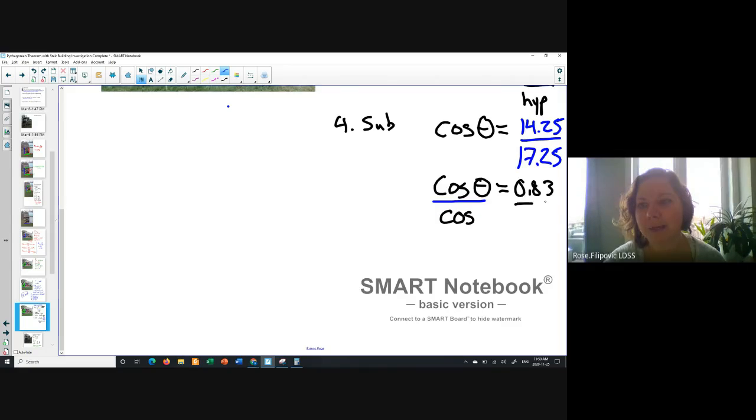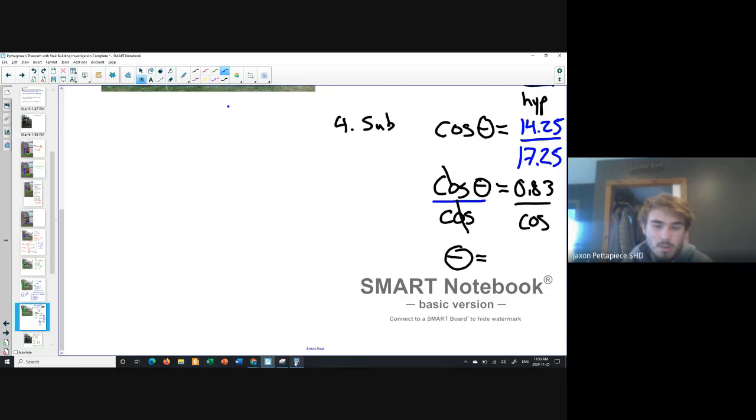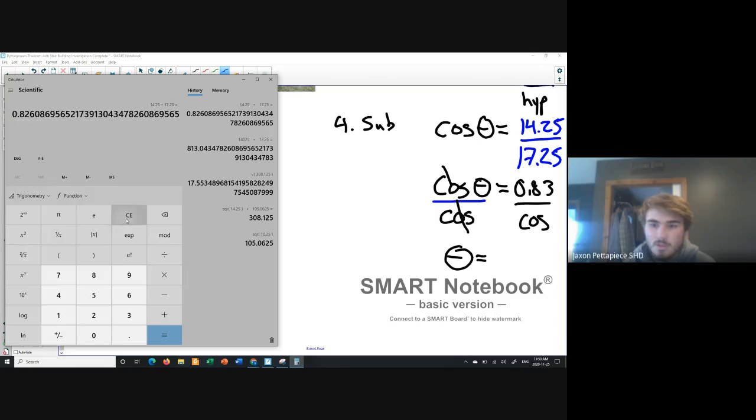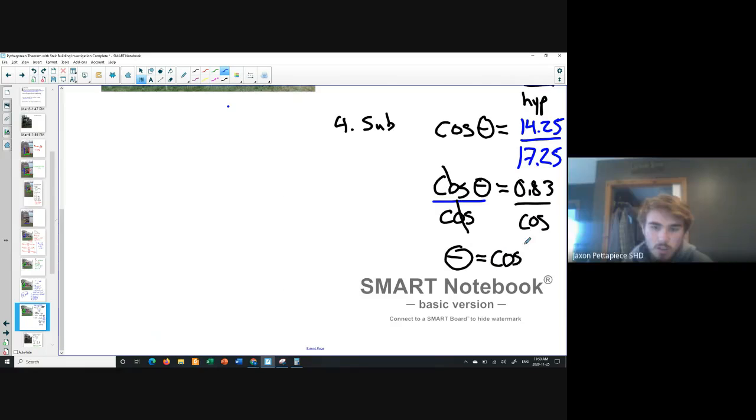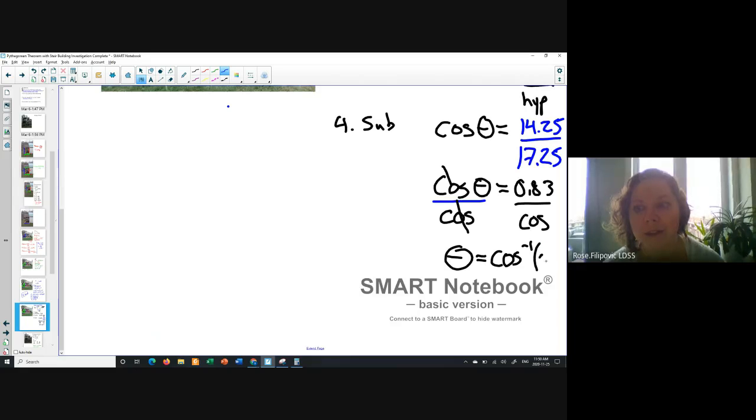So I divide both sides by cos. Okay, and that cancels this cos and leaves my theta by itself. But then I don't know how to deal with this 0.83 divided by cos. Well, you said before that it went into the minus 1 version. So, to bring the cos from the bottom up to the top, it turns into the -1 version, which is the inverse or the opposite. And we would get something like that.